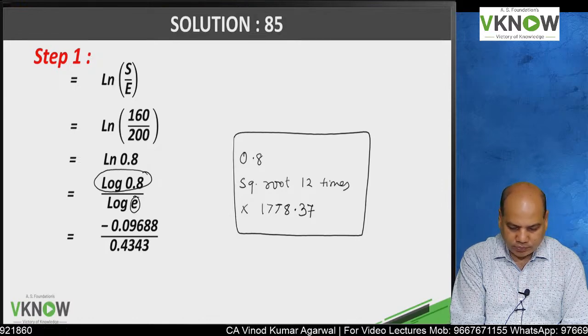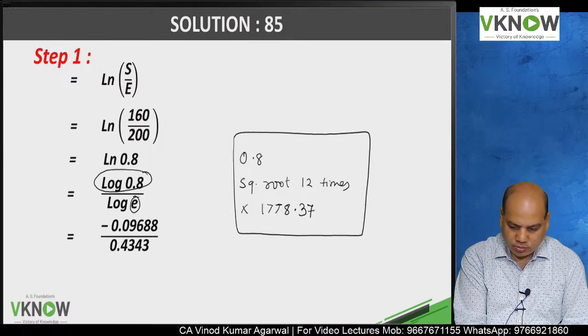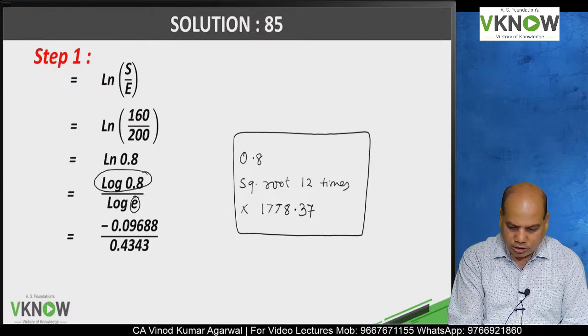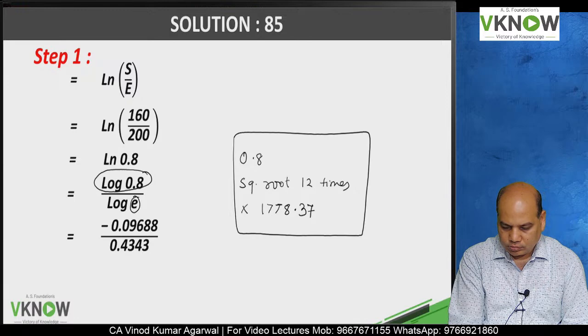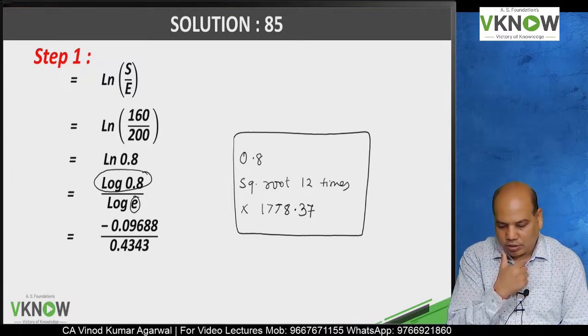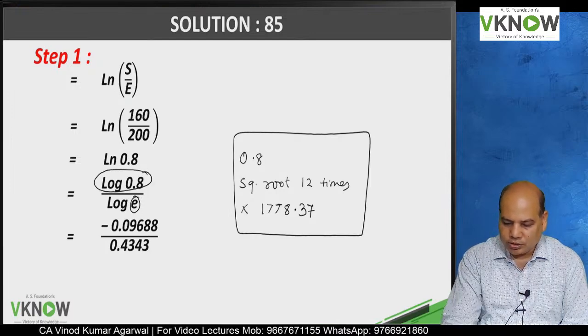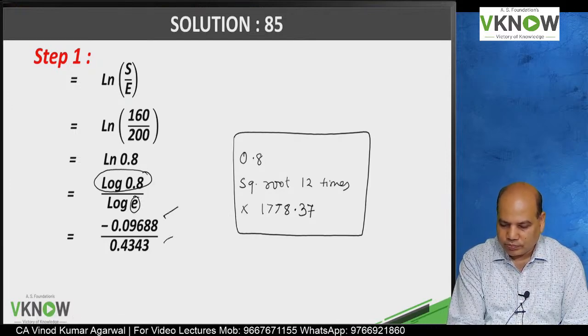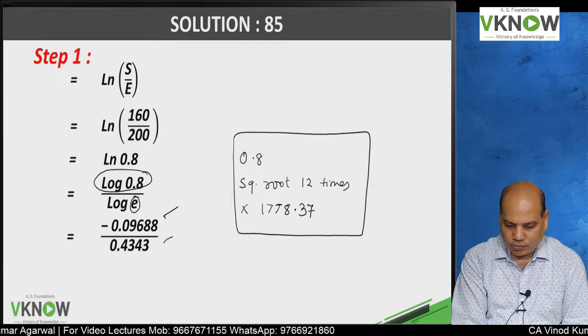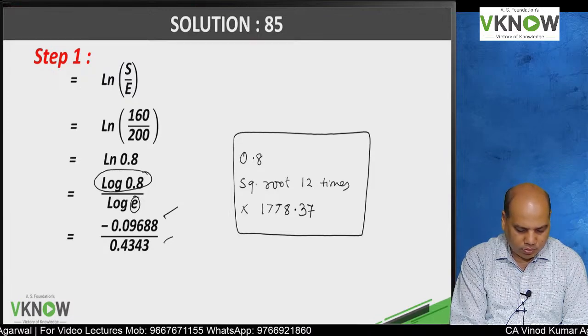Multiply by 1778.37. No, you are getting a different answer. What was the trick? I also forgot. Okay, you write down this number. These are the log values. Anybody who remembers?